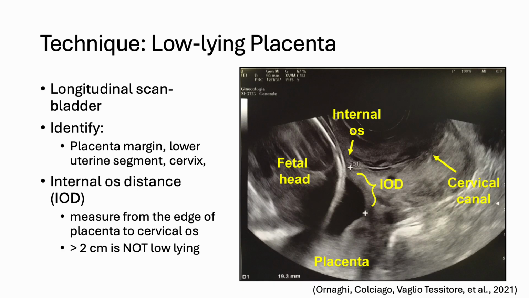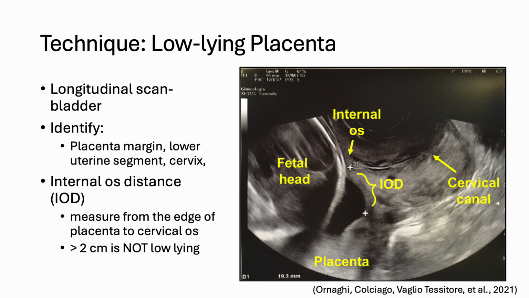All right, so we're gonna jump into low-lying placenta. It is important that when you are looking at the placenta that you look with a longitudinal scan. The bladder has to be full, and you want to make sure you can identify the bladder. You're also going to identify the placental margin, the lower uterine segment, and the cervix. And so you can see in this image, all of those are identified.